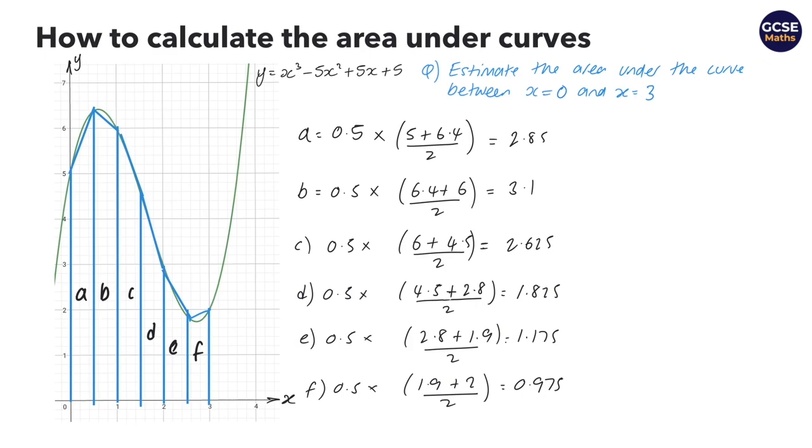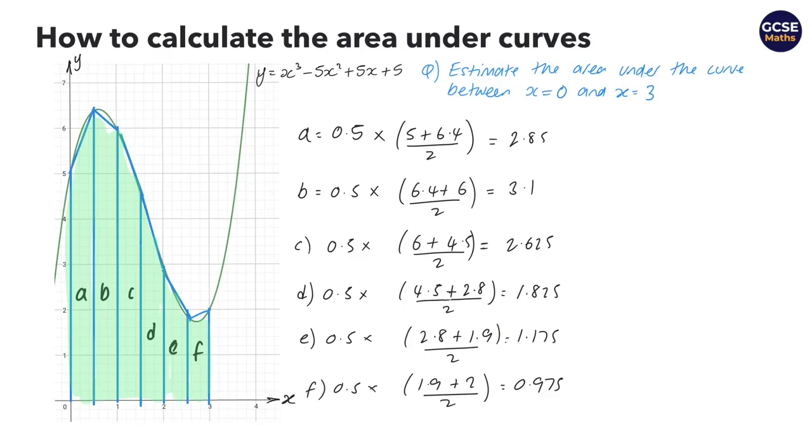Okay, so I've calculated the area of trapeziums A to F. And all I need to do now is work out the complete area of that curve. So remember what we're trying to achieve here. We're trying to work out the complete area under the curve. So we're working out the area of A, plus the area of B, plus the area of C, plus the area of D, plus the area of E, and the area of F.